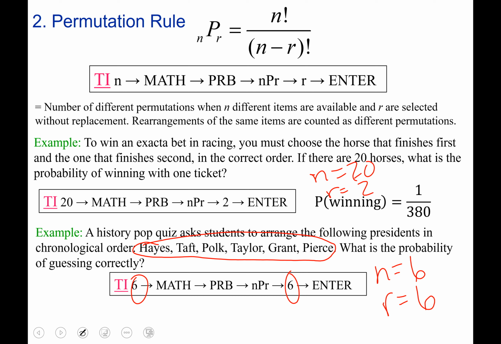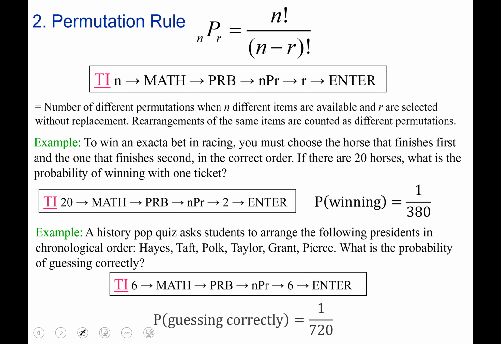Hit 6, math, arrow over to probability, arrow down to our program, NPR, hit 6 again and run that program. And if you did that correctly, you should get 720. But remember, that's just your denominator because the question is, what is the probability of guessing correctly? Well, there's only one correct answer out of those 720, okay? Now, had it just said how many different ways are there to answer, then you could go with the 720. But if it says what's the probability of guessing the correct way, then it's 1 out of 720. So heads up for that.